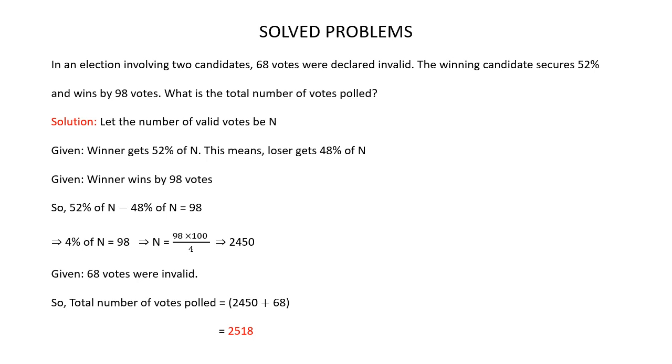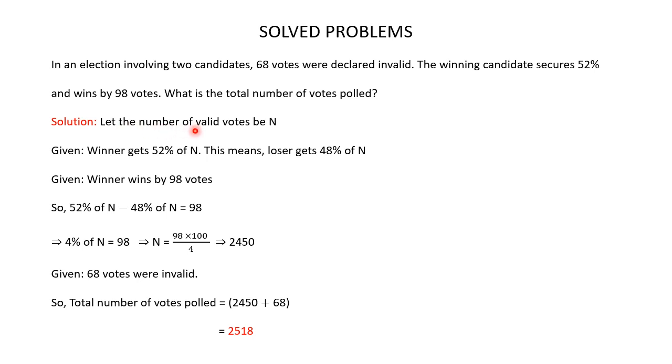So here the concept of invalid and valid votes has been introduced. So you have to understand that the votes secured by the winner and the loser is based on the valid votes. Here you're asked to find the total number of votes polled. Total number of votes polled is nothing but the sum of valid and invalid votes. So first we have to find the number of valid votes in the election.